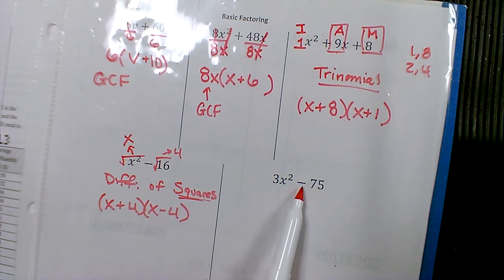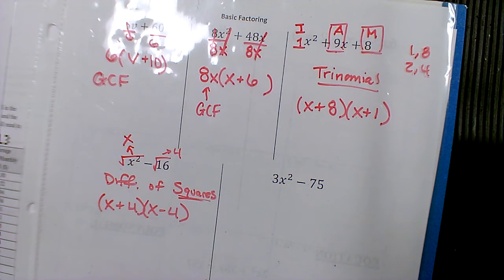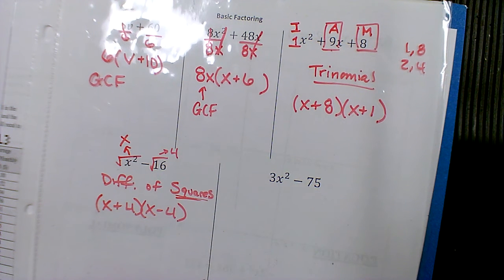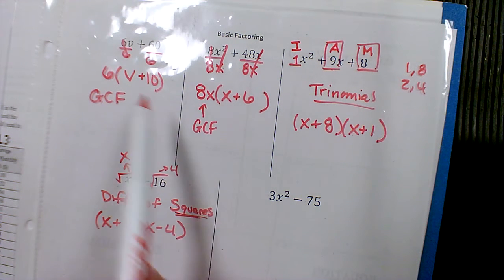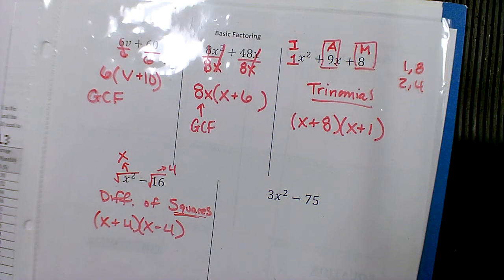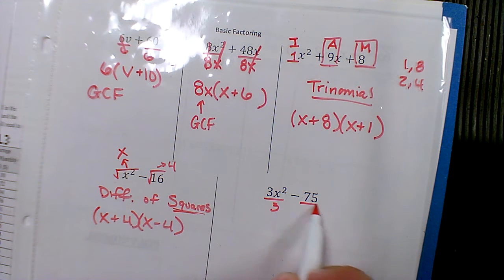So notice how this one is set up as 2 terms and it is a difference, but 3 does not have a perfect square root and neither does 75. So this one is kind of set up like a difference of squares factoring example, but it's not exactly going to work, which means maybe we can try one of the other 2 techniques in terms of factoring. Yeah? Negative 75 by 3. Let's take out a GCF.